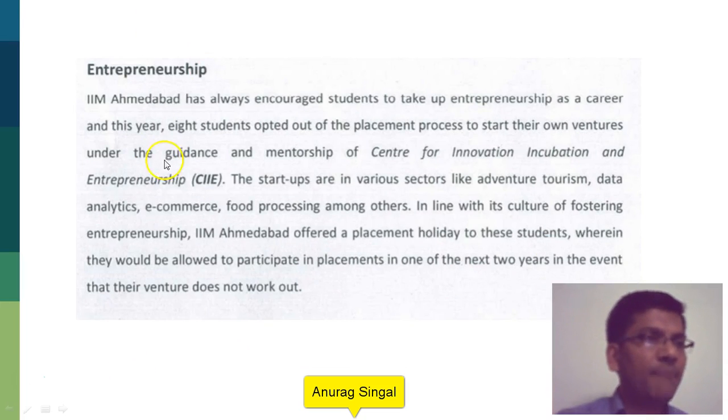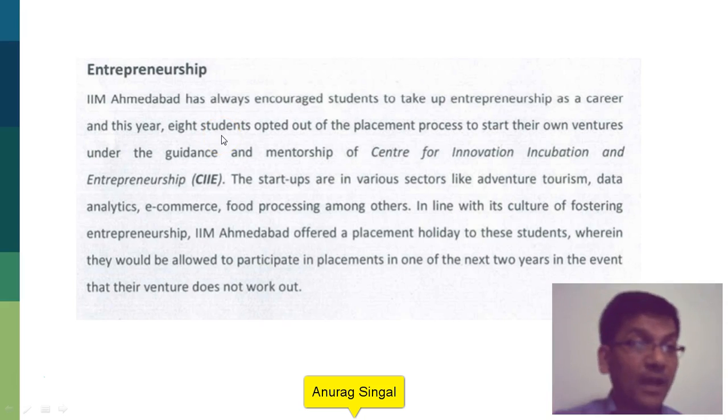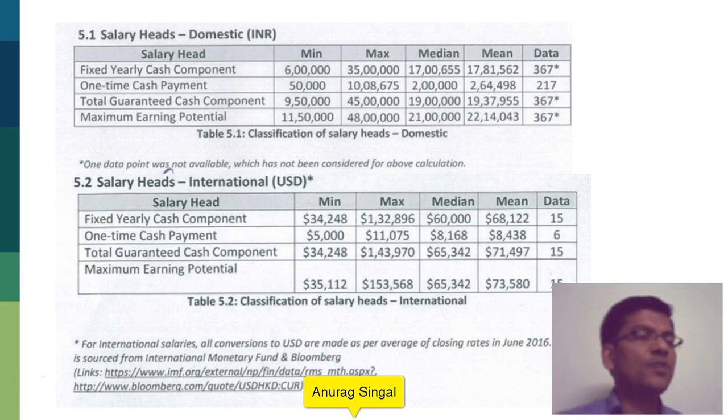So that's where the challenge is. In terms of entrepreneurship, you have mentoring support, 8 people out of placement. They have placement holidays where they can set up their ventures. If they fail, they can come back in any of the next 2 years to the institute and just get placed. Look at the salary heads, min, max, median. I'll look at the median numbers.